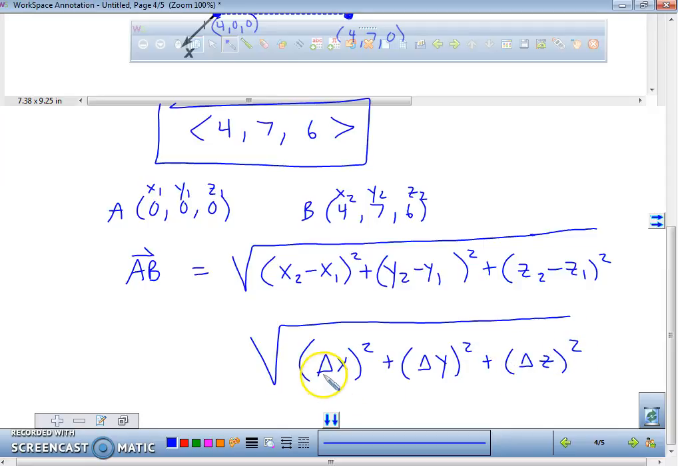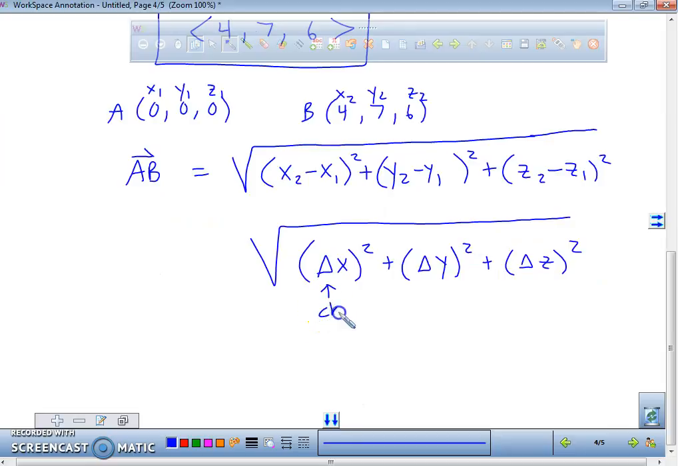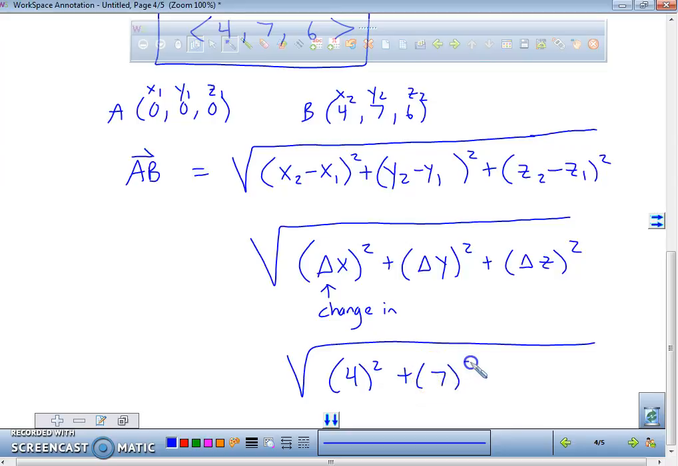What does delta mean? You guys remember what delta means? Whenever I say write delta, what that means? That means change in, okay? Basically, you take the change in your x, you square it. Add the change in your y, square it. Add the change in your z, and square it. So yes, all we have to do is do 4 squared plus 7 squared plus 6 squared. And what will that give us? That will give us what's known as our magnitude. Okay?